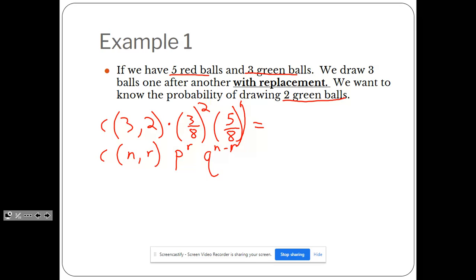3 choose 2 is just 3, and then we have 3/8 squared. We square both of them, that's 9 over 64, times 5/8 to the first, so 5/8. That was not too bad to multiply out. I'm going to let you guys do that if you want to, but that's our answer, the probability of drawing 2 green balls. You could do a tree, it just ends up taking a lot more time. This just saves you some time.